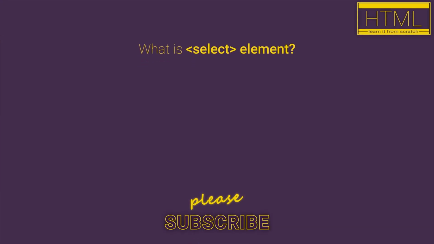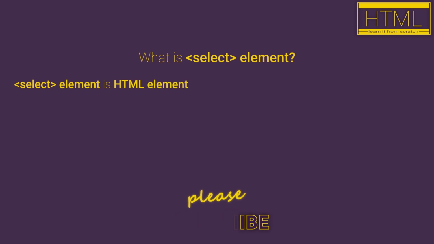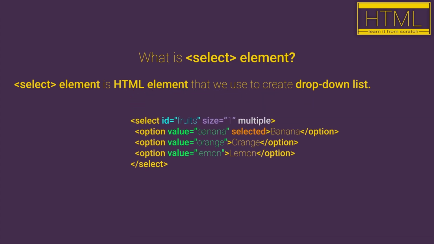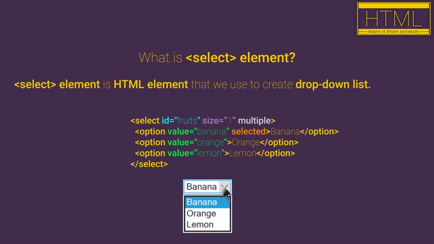The select element. Select element is HTML element that we use to create drop-down list. So basically, with the select element, we can create element that we can click, and predefined options will be shown that we can choose.